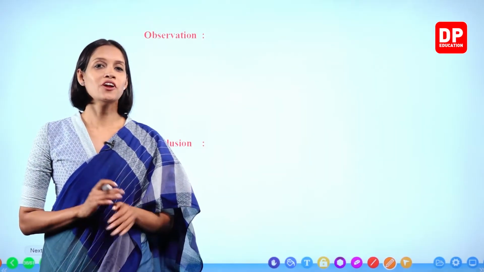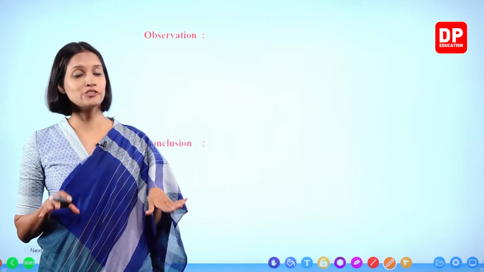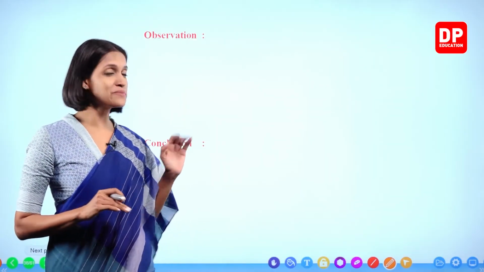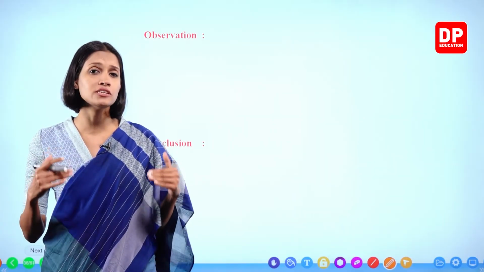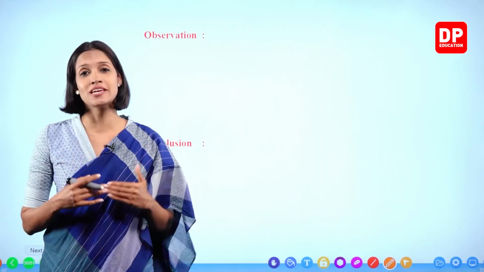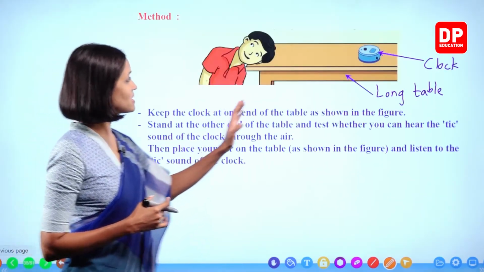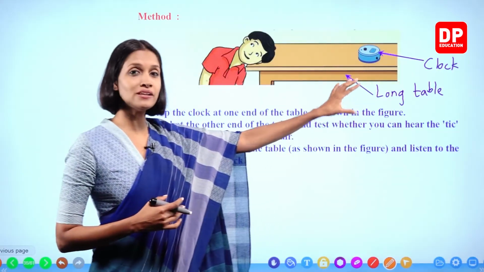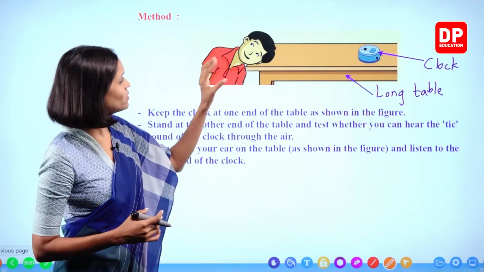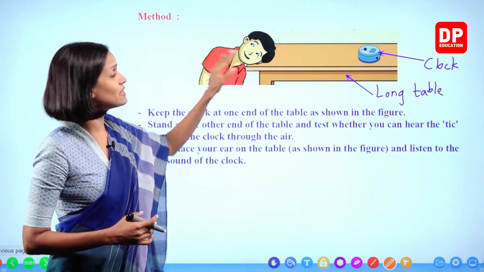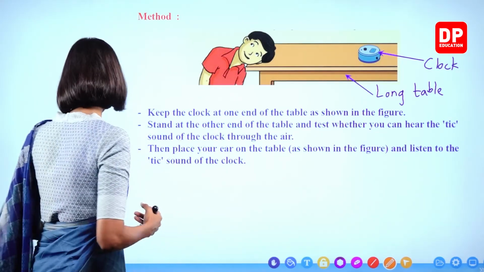Right, children? So you all observed. Even though you observed, you could not hear what I heard. That's why I said this type of activities you all have to try by yourselves. I could hear the sound very well through the table than through the air. What we did was we placed this clock at one end of the table, and I tried to listen to the sound. I could hear a bit of the tick sound through the air, but through the table, I could hear it much better. Okay, let's write.